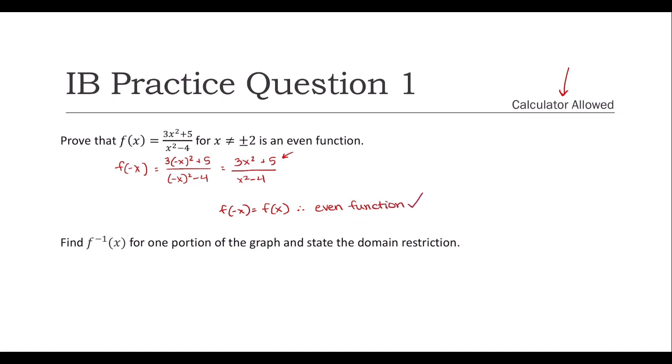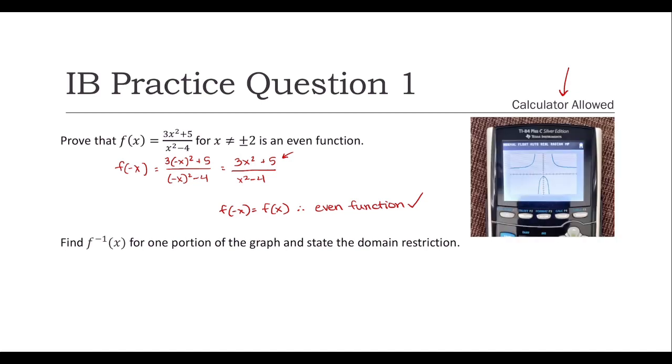Now it says find f inverse of x for one portion of the graph and state the domain restriction. So since we have a calculator, we can go ahead and graph the function. So this is what our function would look like. So here we have our original f of x. So we'll start by finding f inverse of x. So we're going to swap our x and our y. So we get x equals 3y squared plus 5 over y squared minus 4.